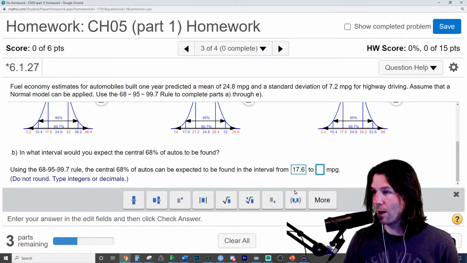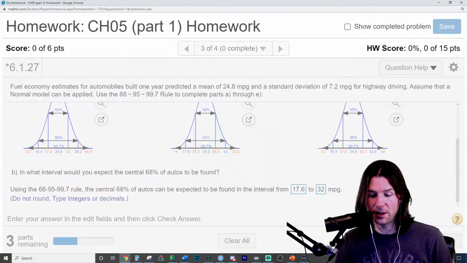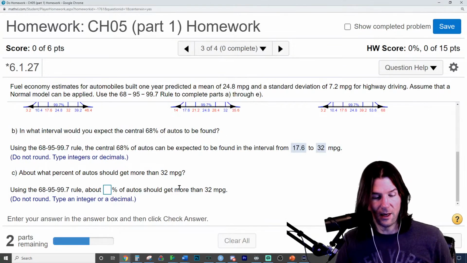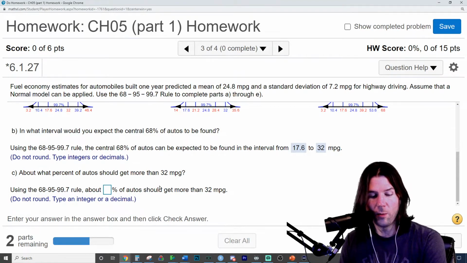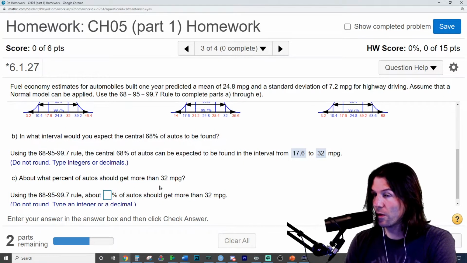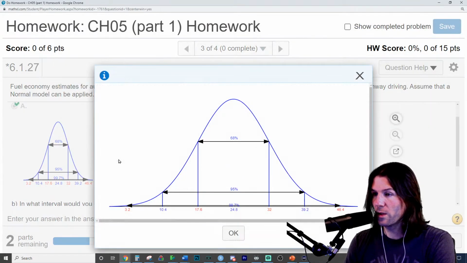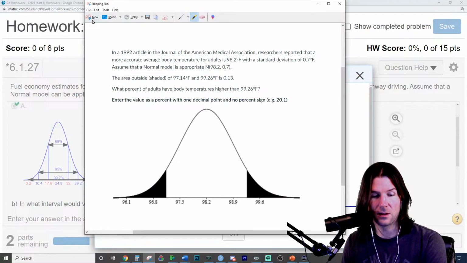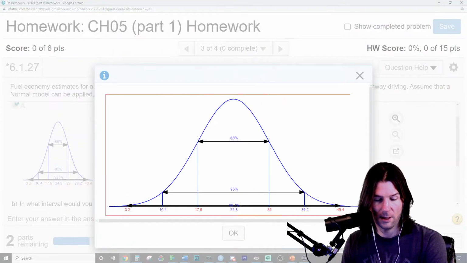And all we're doing is just going up and down one standard deviation, and the graph does it for us. Should be right. Now here's where it gets a little more difficult, I think. What percent of automobiles should get more than 32 miles per gallon? So this is where it gets tricky. 32 is right here. Let's copy it, and let's draw on it.